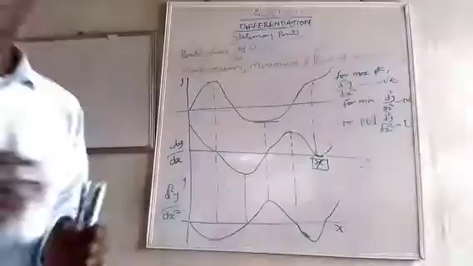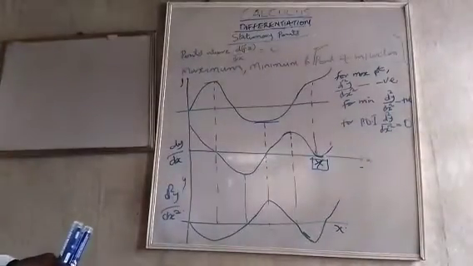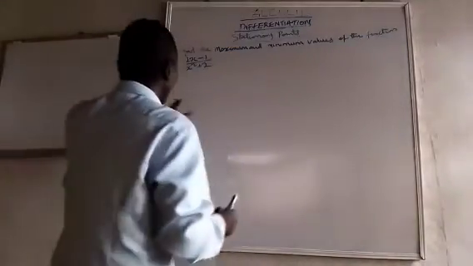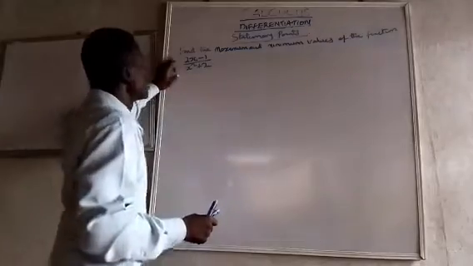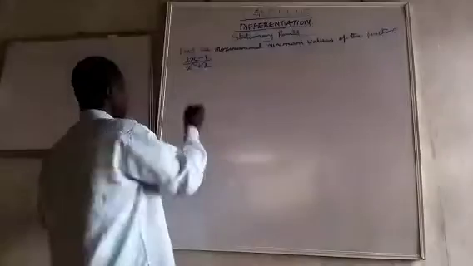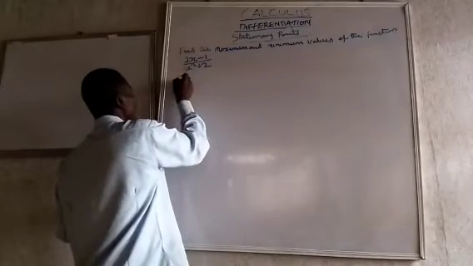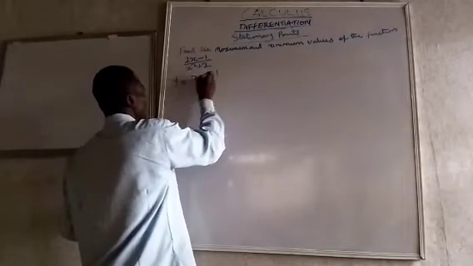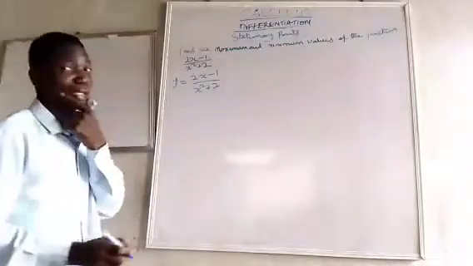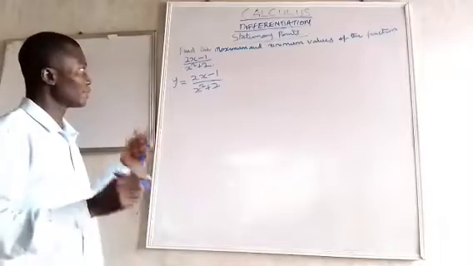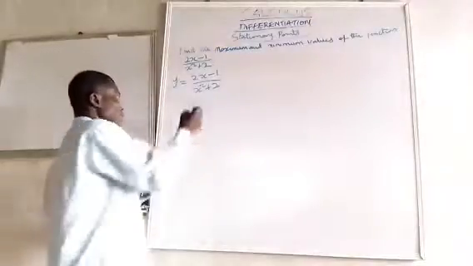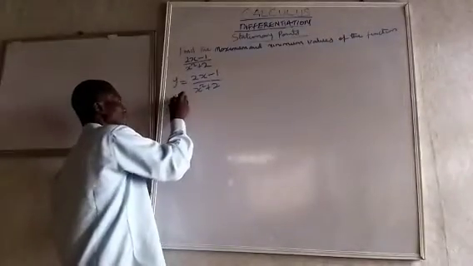Now let's do one or two examples to confirm. Look at this. You have to find the maximum and minimum values of the function (2x minus 1) over (x squared plus 2). Let's take it: y equals (2x minus 1) over (x squared plus 2). The first thing is to find the stationary point, which can be maximum, minimum, or point of inflection. To do that, we have to find dy/dx equals 0.